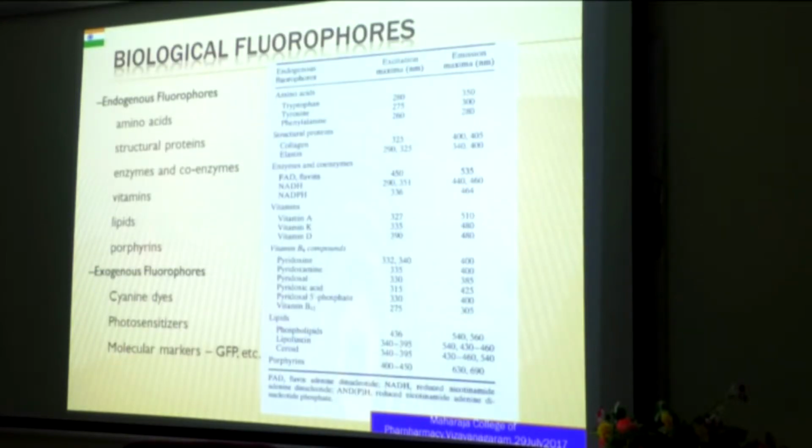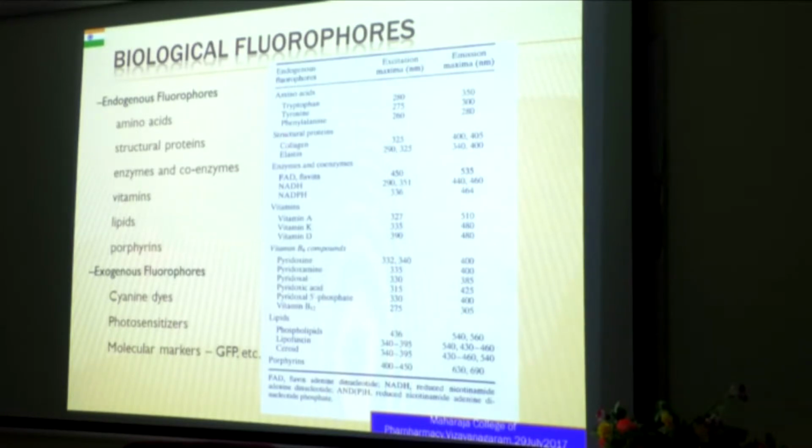So in biological systems, you do have several molecules showing luminescence. What are they? I just listed here: tryptophan, tyrosine, phenylalanine. These are the amino acids. They show the fluorescence in this region. That means if you have these residues in your protein or enzyme, you can use that enzyme or protein for the natural fluorescence, inherently.